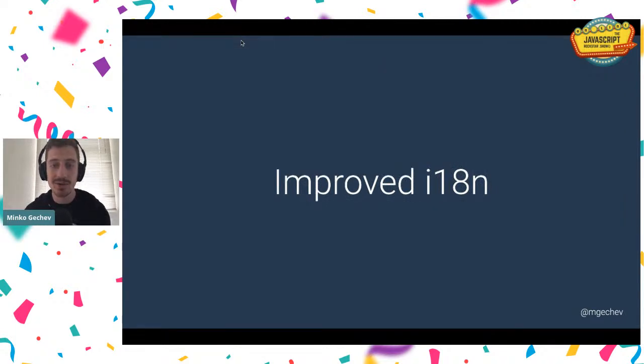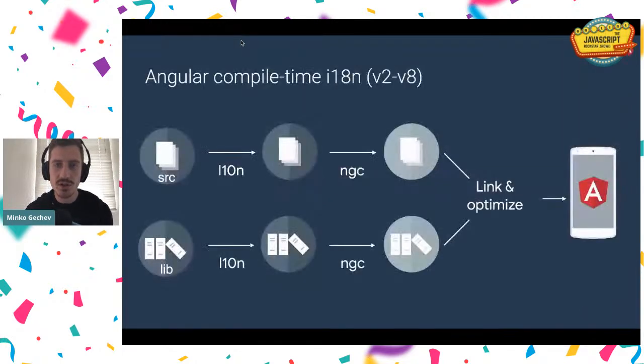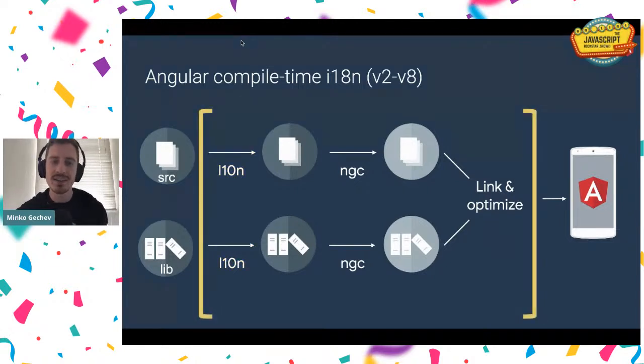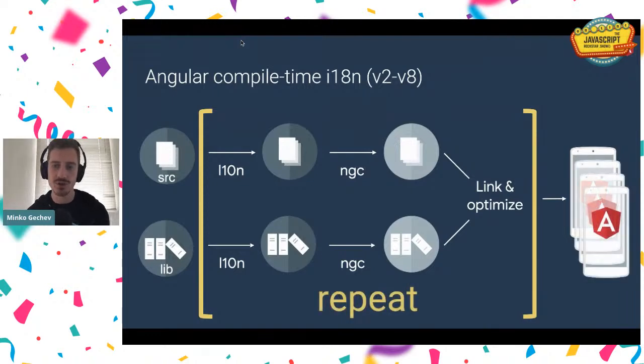Now, let me talk a little bit about internationalization before going to the final part of the presentation, server-side rendering. The internationalization in version 2 to version 8 worked the following way. So you can have different localizations in your application. For each one of your localizations, we're going to pass them to the compiler, and we're going to generate n different versions of your application. So if you have n different languages, let's say 5 different languages, we're going to run the Angular compiler 5 different times and generate 5 different versions of your application.